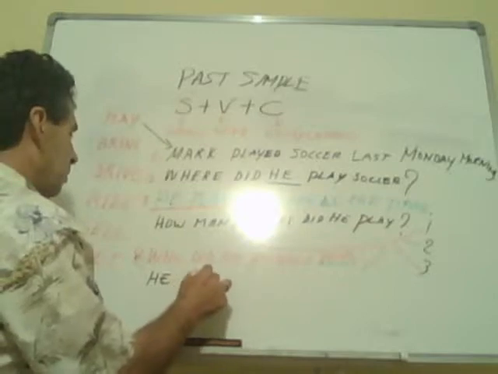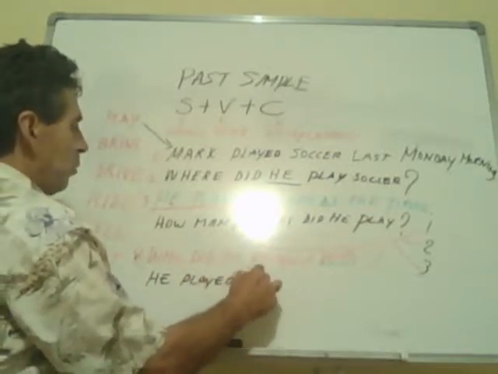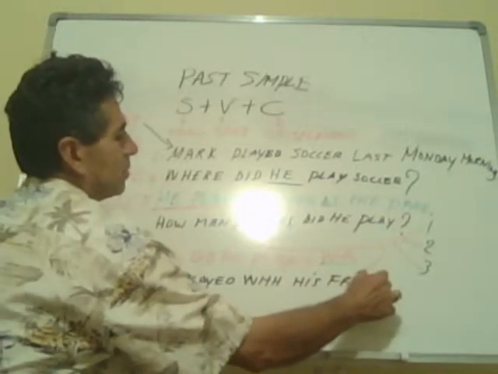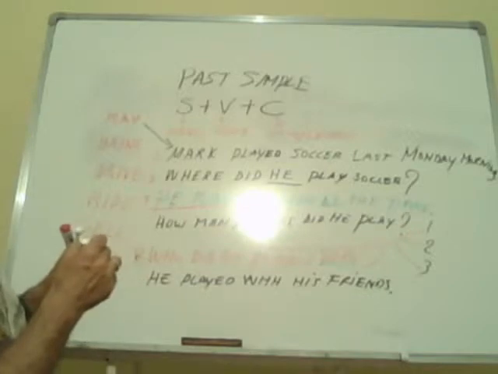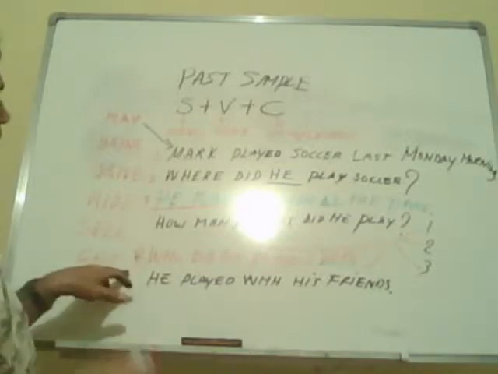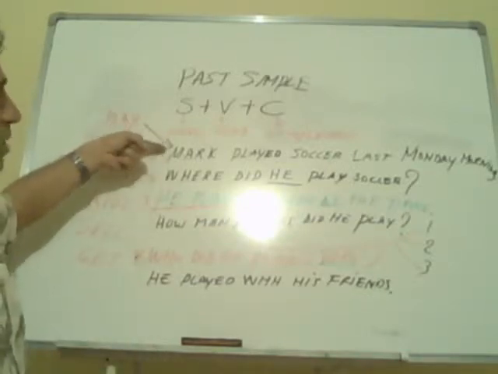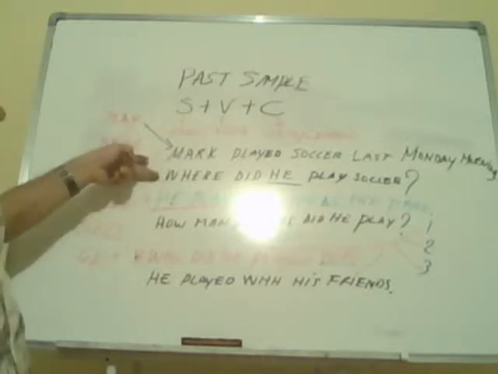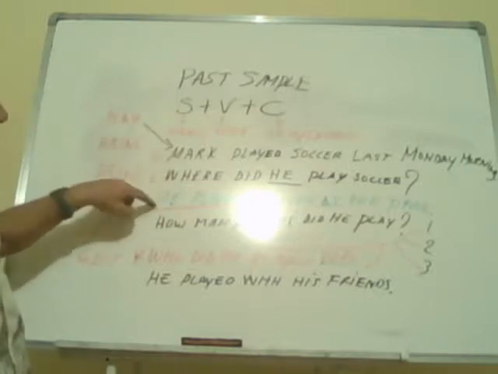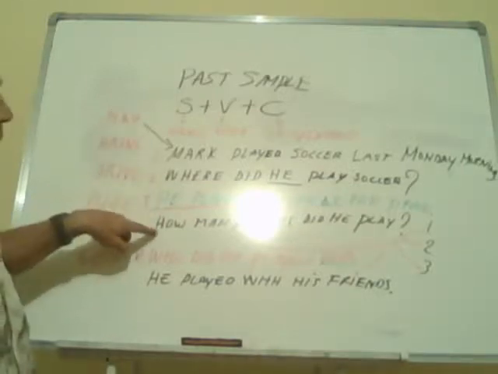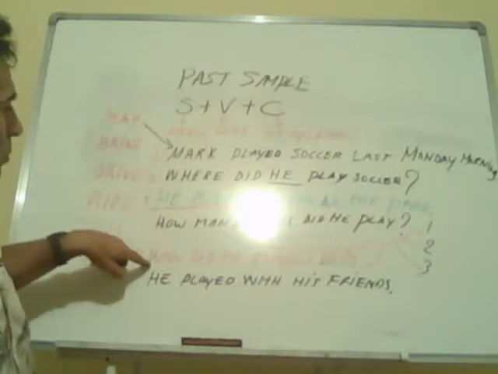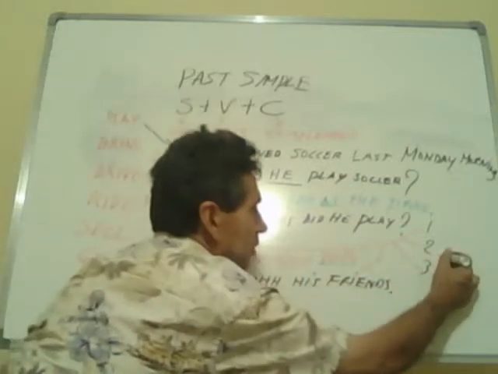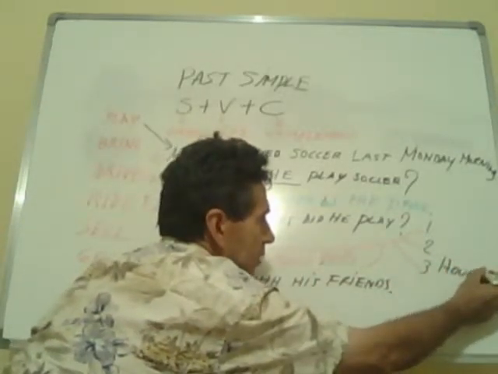he played with his friends. Okay? Alright. So we have the first statement: Mark played soccer last Monday morning. Then, number 2, where did he play soccer? He played soccer at the park. How many hours did he play? He played for 1, 2, 3 hours. The word hours is written like this. Hours. Yes.